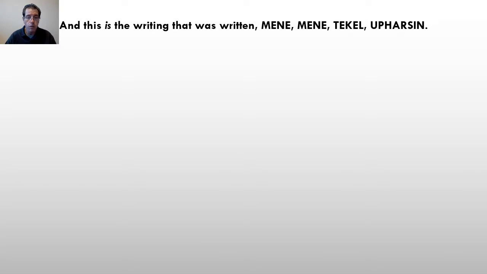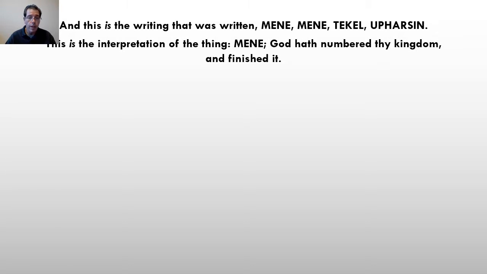So let's look at that from Daniel. And this, the writing that was written, Mene, Mene, Tekel, Upharsin. This, the interpretation of the thing, Mene, God hath numbered thy kingdom and finished it. The writing on the wall for Babylon is what we just read, and this is the writing on the wall for our kingdom as well.